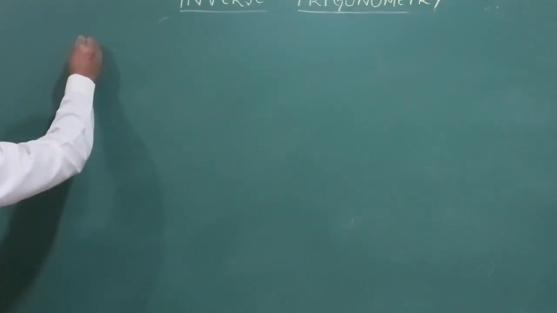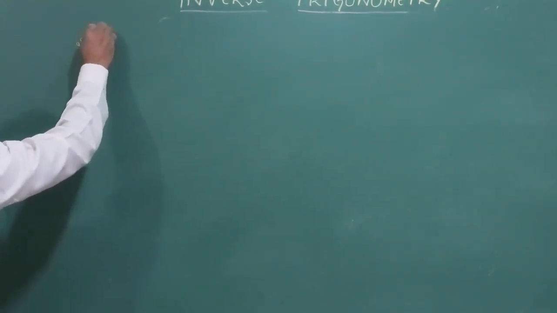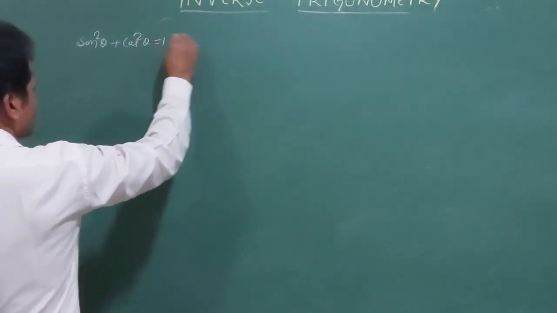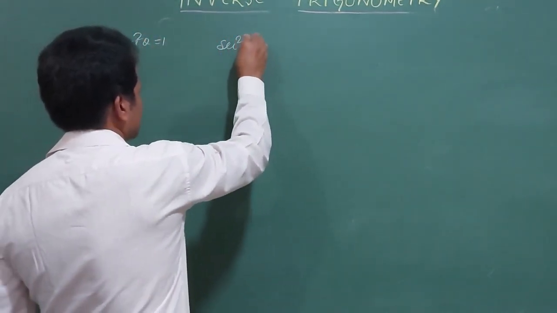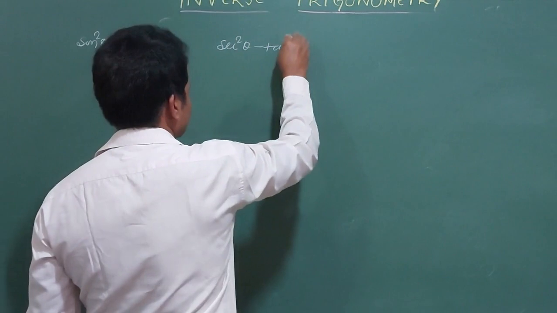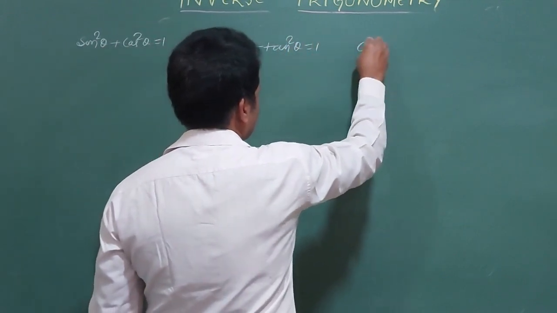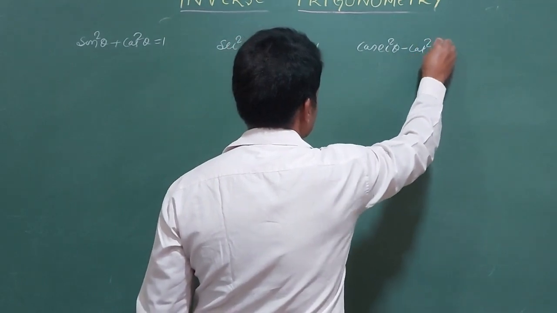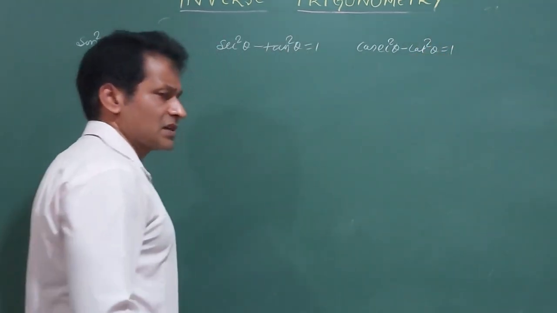We know some basic formulas from class 10 or 9. Sin square theta plus cos square theta is equal to 1. Sec square theta minus tan square theta is equal to 1. Cosec square theta minus cot square theta is equal to 1. So what is the application of this?